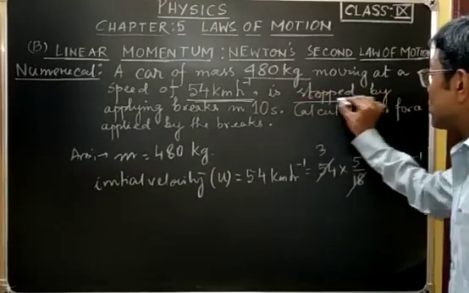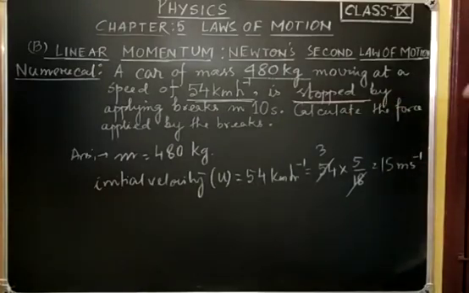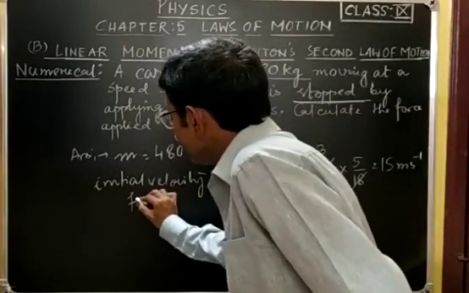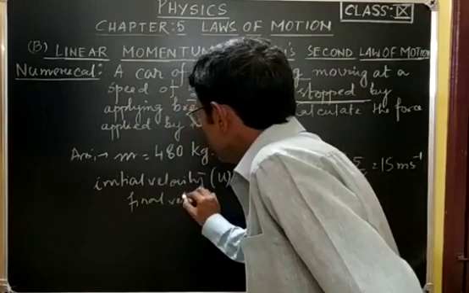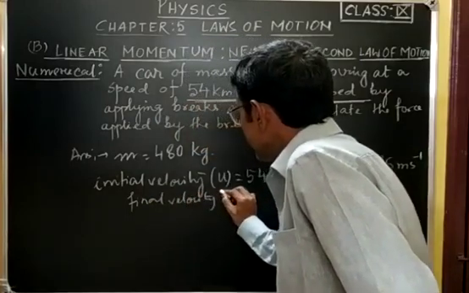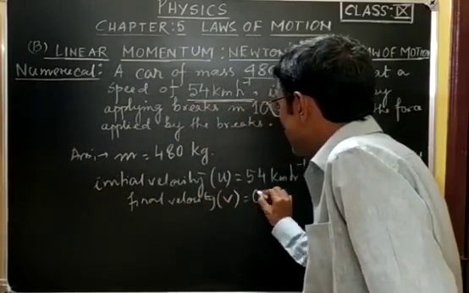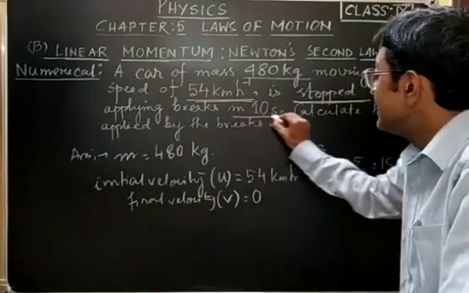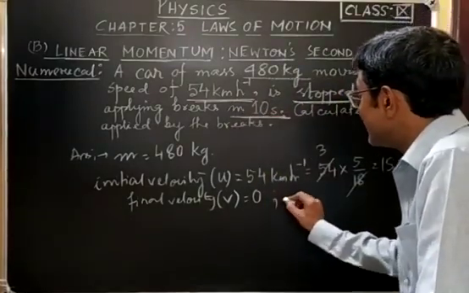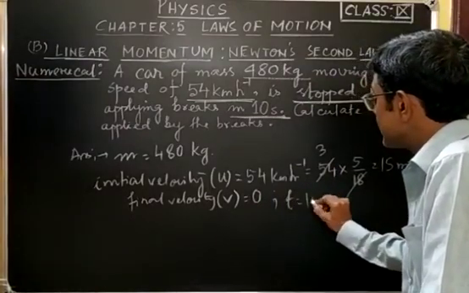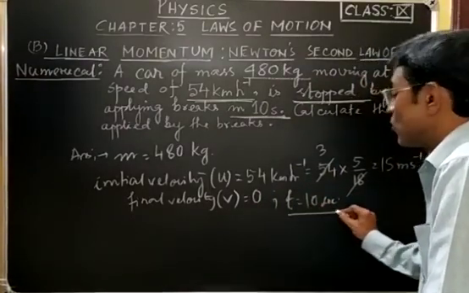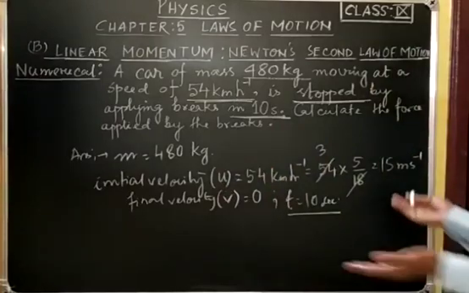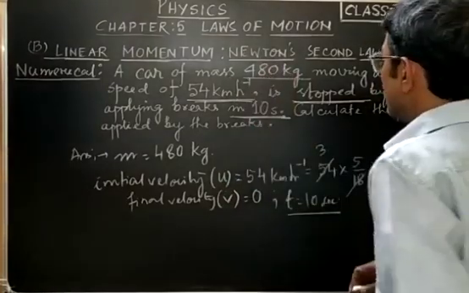Stopped means final velocity is 0. So final velocity, that is v equals 0. How have I concluded that? That is stop. By applying brakes in 10 seconds, so they have given time. Time equals 10 seconds. So this is called the accumulation of data. I have taken the data from the given problem.